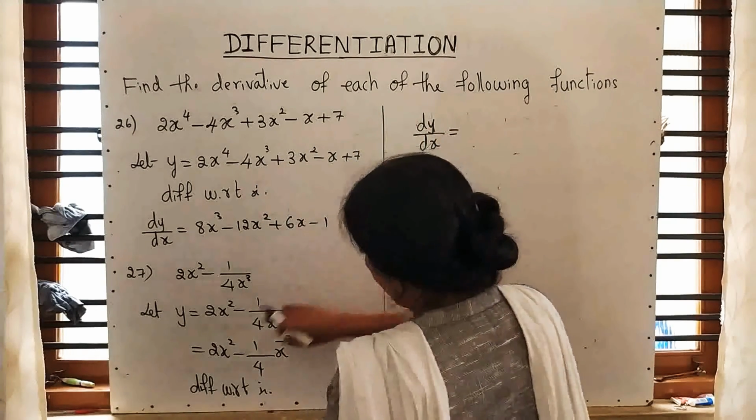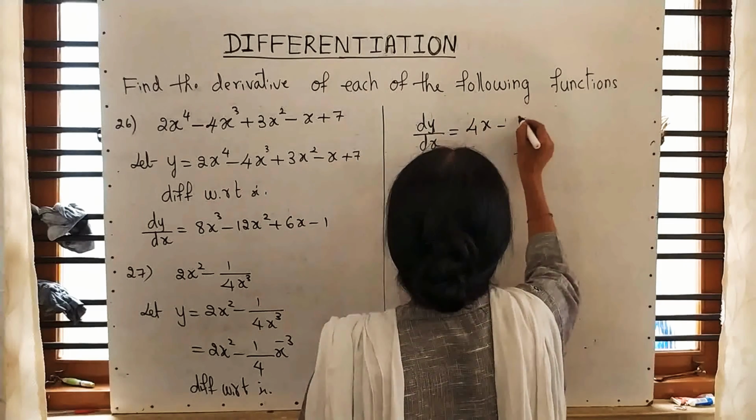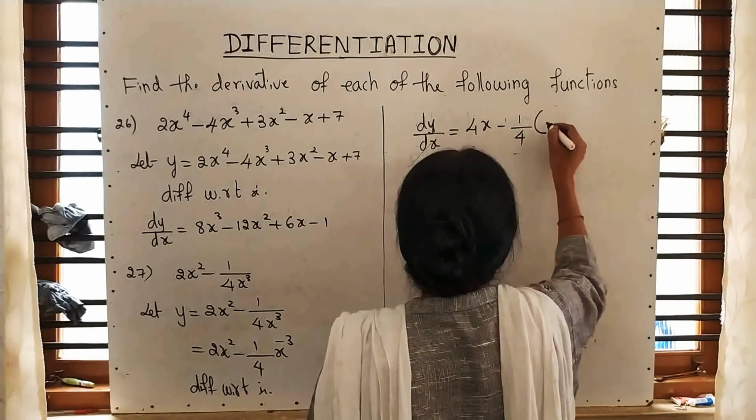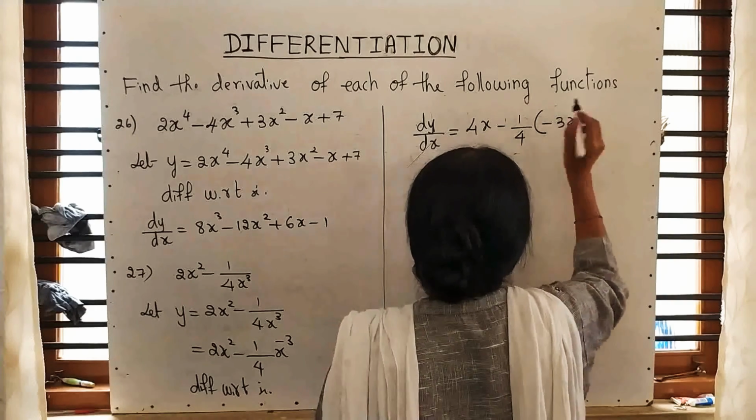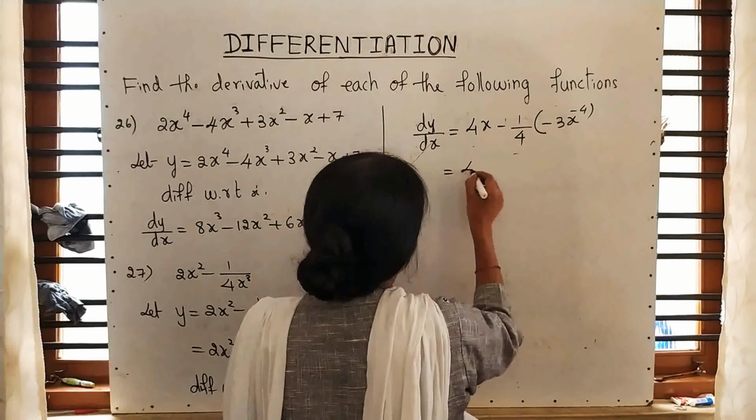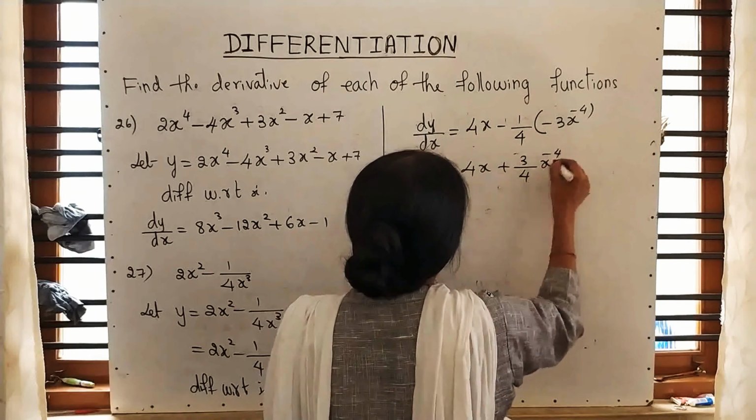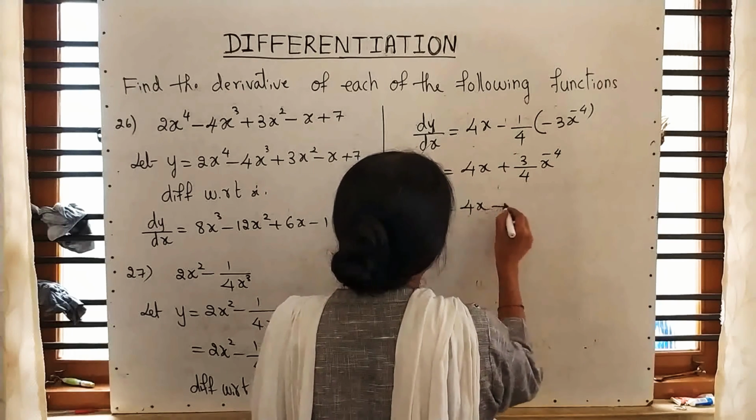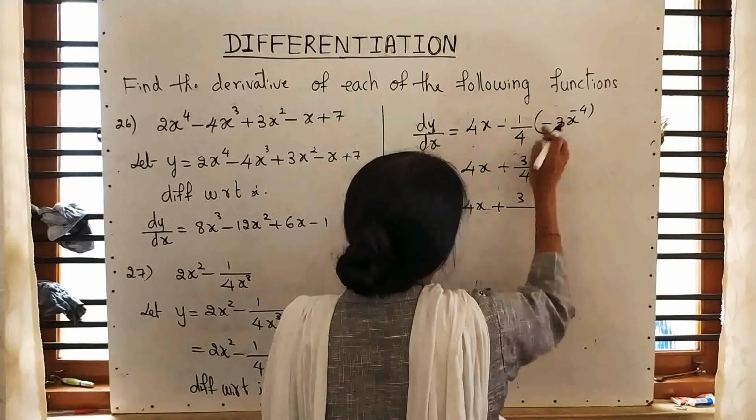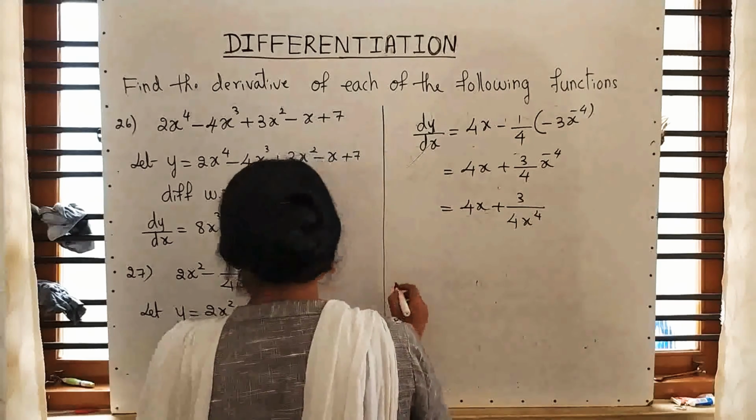What is the differentiation of 2x square? 4x. Next, I kept minus 1 by 4. This I wrote in the bracket. Minus 3x to the power minus 3 minus 1 is minus 4. So this will be, this minus and minus becomes plus, and I took that x to the power minus 4 in the denominator.